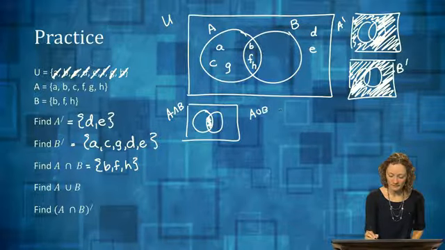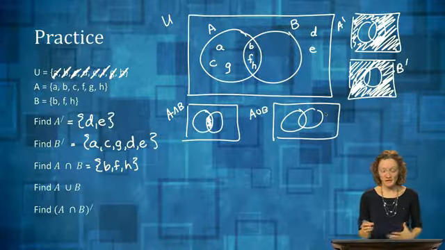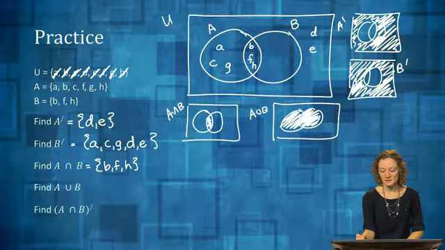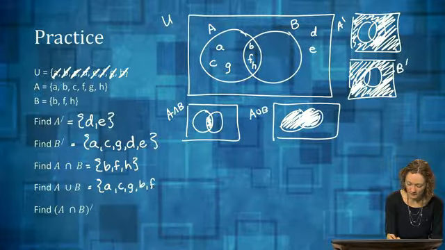Then we have the union. The union is the marriage of the two sets, so everything inside both circles. This is just to give you the visual of where it would come from, so everything inside of here. So it contains A, C, G, B, F, H.